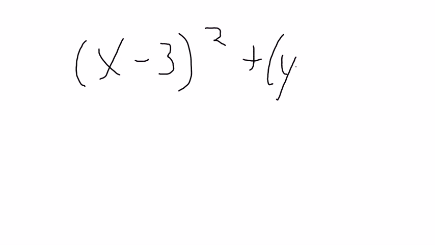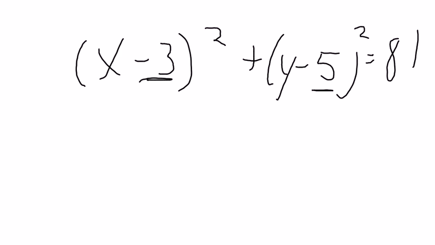Then we have one more. Number 12. Find the center and radius of a circle with the equation (x minus 3) squared plus (y minus 5) squared equals 81. Find the center and the radius. The center is going to be those two, but remember it's x minus h, so the x coordinate is a positive 3 for the center, and the y coordinate is a positive 5.